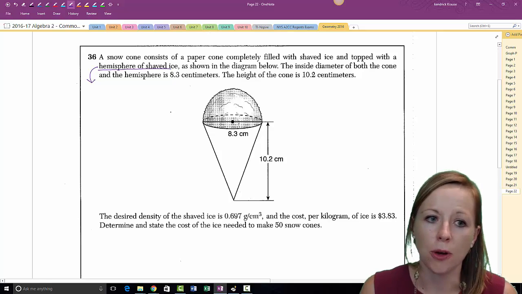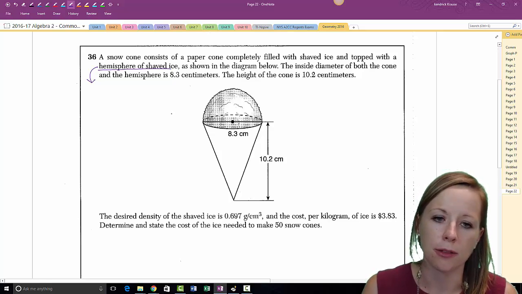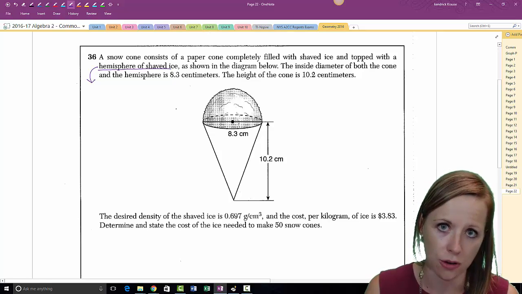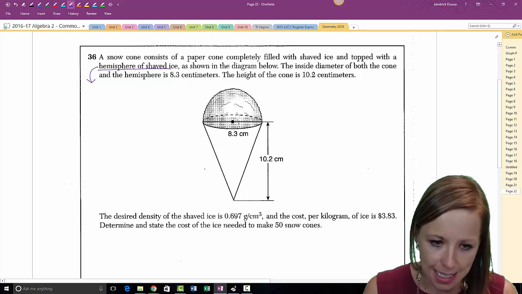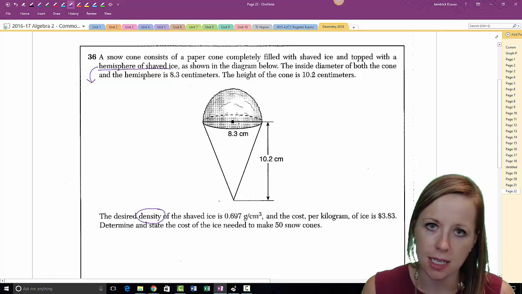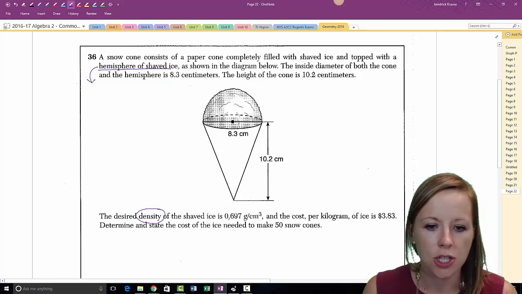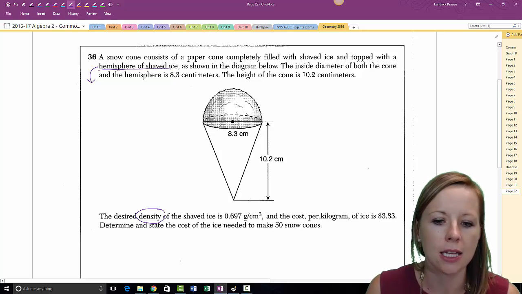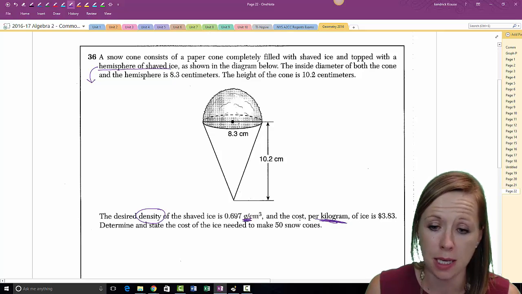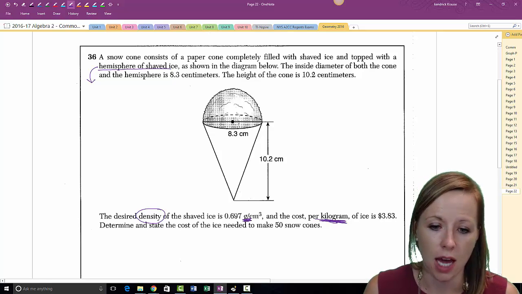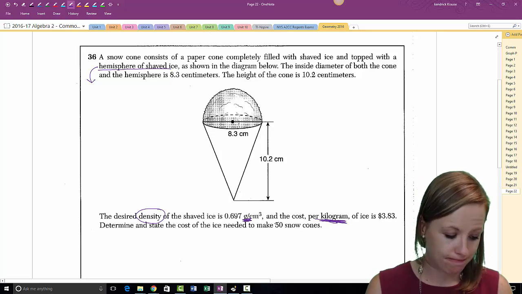The inside diameter of both the cone and the hemisphere is 8.3 centimeters. The height of the cone is 10.2. They've labeled all of that in the picture for you. The desired density. We've had a density question here before. You have to know that density is mass over volume. The density of the shaved ice is 0.697 grams per centimeters cubed, and the cost per kilogram. So what you had to notice here is that we've got grams and kilograms. Determine and state the cost of the ice needed to make 50 snow cones.